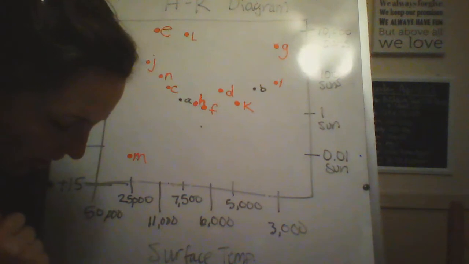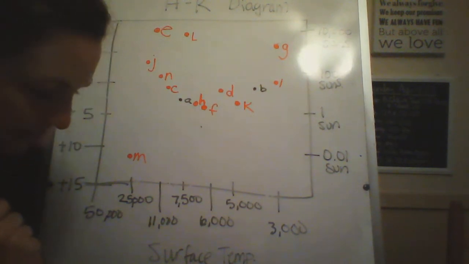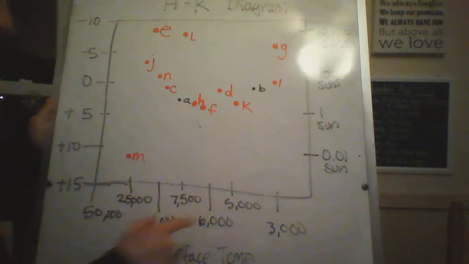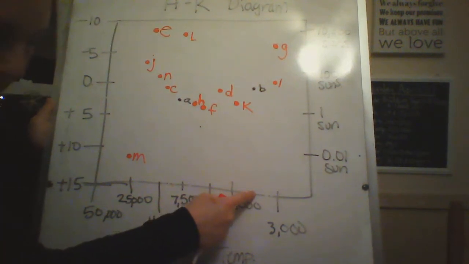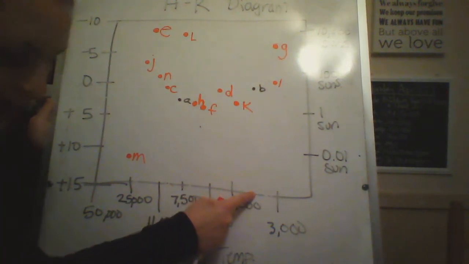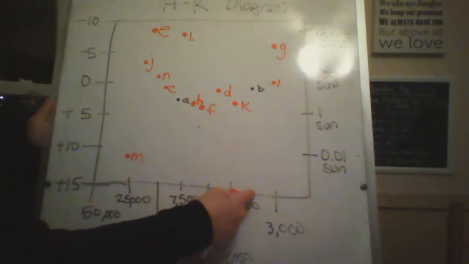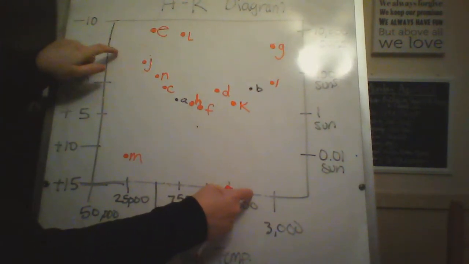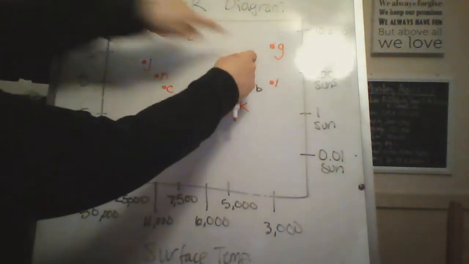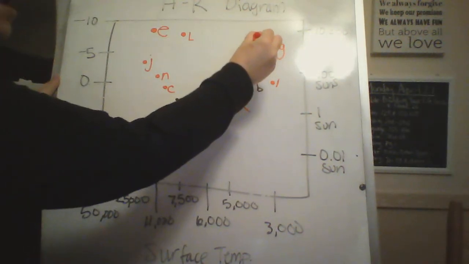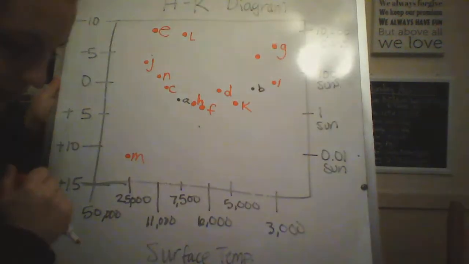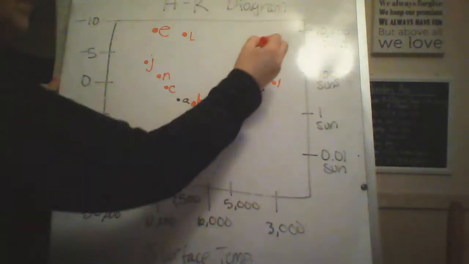The next star that we're labeling O is Antares, and Antares is 4,000 Kelvin, and we're at negative 5.2. So here's negative 5, it's going to be right above it. Where those two meet, we're going to draw our dot, and we are going to label that O.